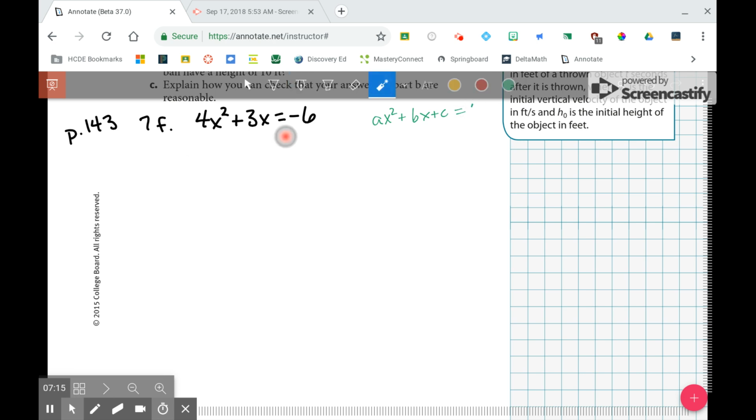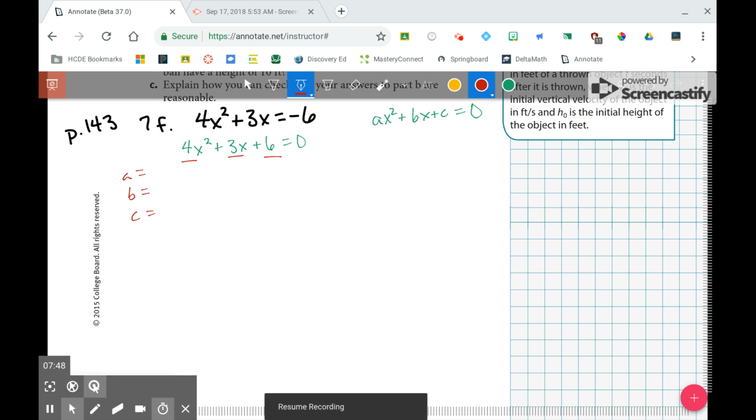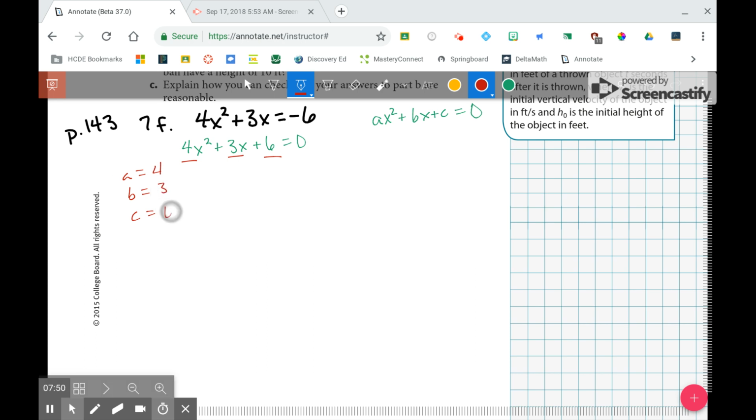Notice, is this equation right here that we're solving, is this equal to 0? No, it's not. It's obviously equal to negative 6. So we need to move that negative 6 over. So our equation is 4x squared plus 3x plus 6 equals 0. Now we can identify easily the a, the b, and the c. So what's the a value, the b value, and the c value? So a is 4, b is 3, c is 6.